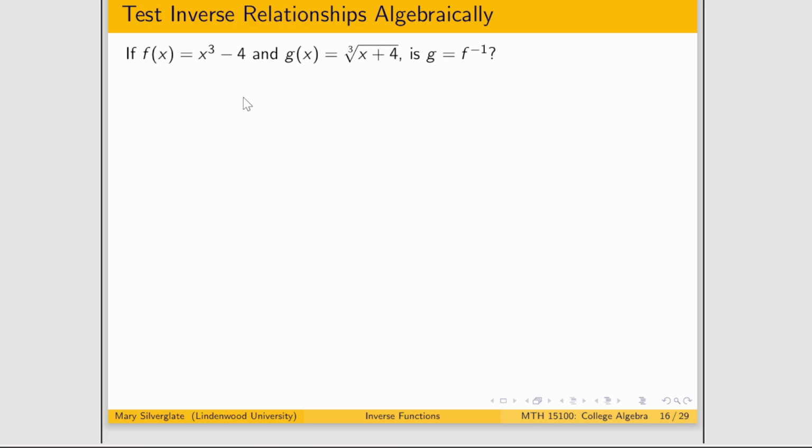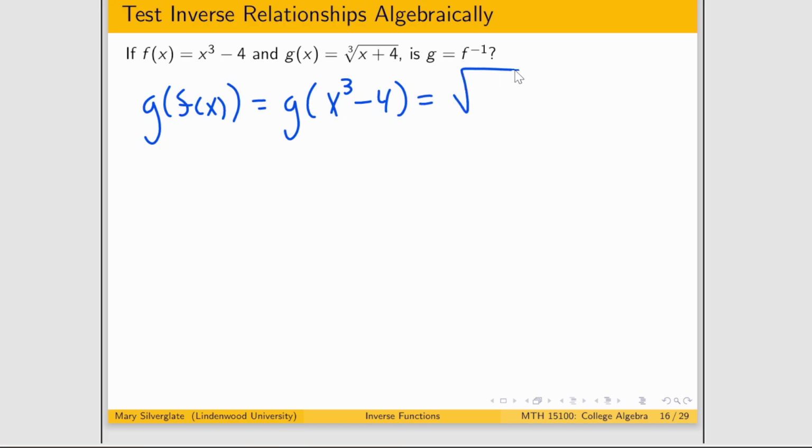Here again, you can check it either way. I'm going to choose to plug f into g, but you could have done the other way around. So if I'm plugging f into g, that means I'm finding g of x cubed minus 4, which means everywhere I see an x in g, I'm going to replace it with an x cubed minus 4, and we still have that plus 4. In terms of order of operations, I want to treat this root like a parenthesis, so I want to simplify underneath the root, and -4 plus 4 makes 0.